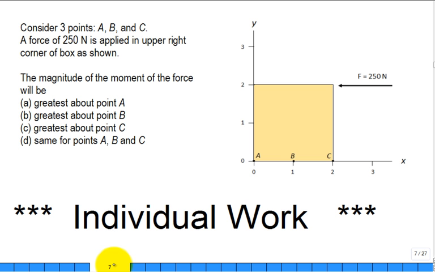All right. This is individual work. Consider 3 points. Here's point A. Here's point B. Here's point C. But we have a different force. It's 250 newtons, and it's shown as a vector in that orientation right there. It's applied to this object. Compare the magnitudes of the moment of the force. Is it greatest when it's about point A, B, C, or the same for points A, B, and C? Multiple choice, individual work, 30 seconds.